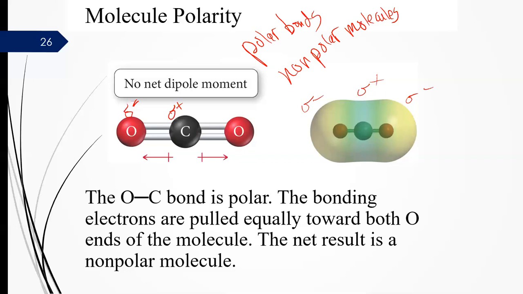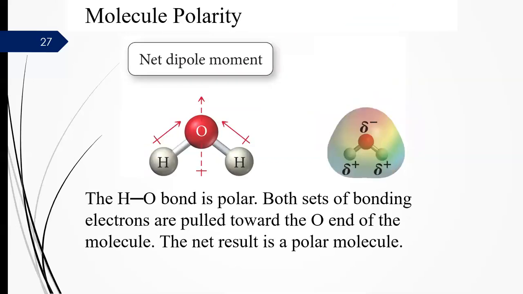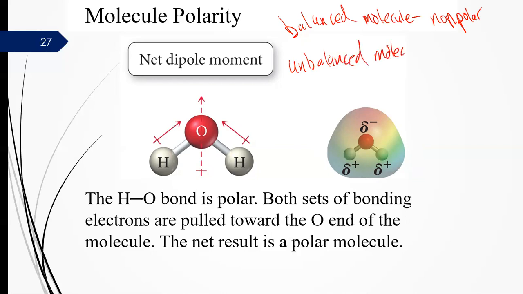So when we're looking at the polarity of molecules, we're looking for whether they're balanced or unbalanced. A balanced molecule is going to be nonpolar because all of its electrons are being balanced out. The poles of them are in concert with one another. An unbalanced molecule is polar. And so an example of this is water.